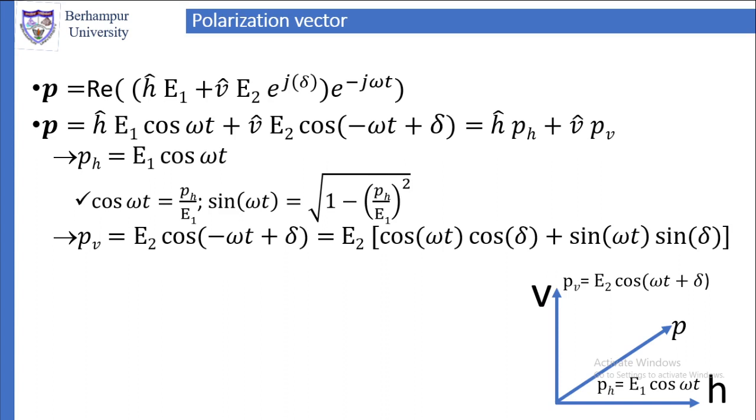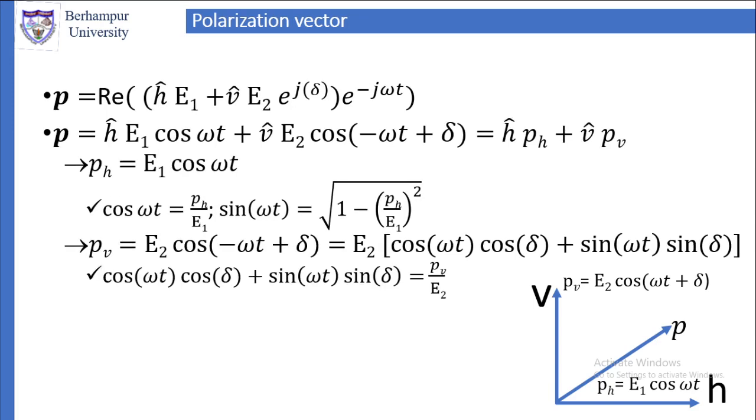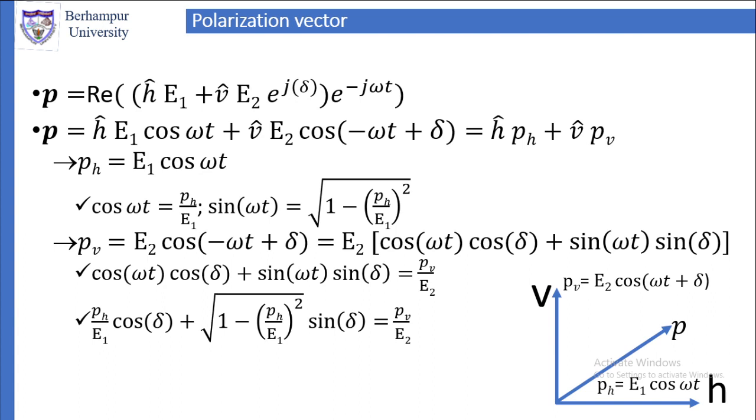Then PV is equal to E2 cos of minus omega T plus delta, which is equal to E2 cos of delta minus omega T. If we expand that, it will be E2 into cos omega T cos delta plus sin omega T sin delta. Now cos omega T cos delta plus sin omega T sin delta, from this equation, we can write as PV by E2. Cos omega T is equal to PH by E1. So PH by E1 into cos delta plus sin omega T, which we have found out to be root over of 1 minus (PH by E1) square, into sin delta, is equal to PV by E2.